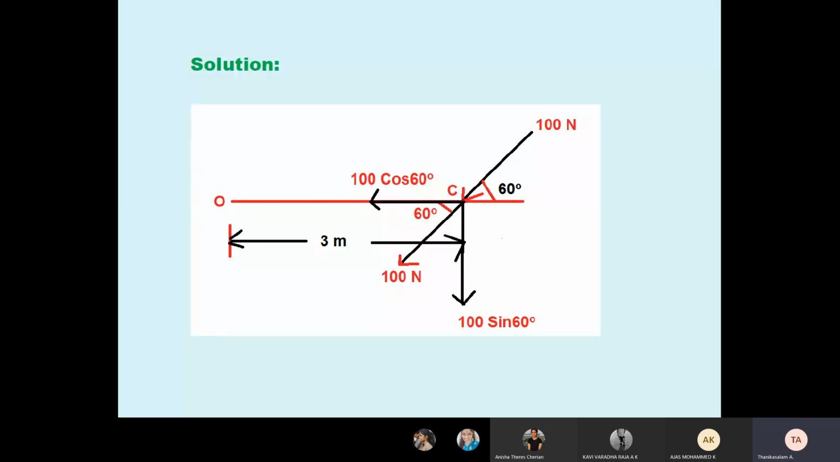Tell the figure. We resolved in x-y direction. What are the values? Tell the name. Sir, 100 cos 60, 100 sin 60. Okay. Yes, sir.